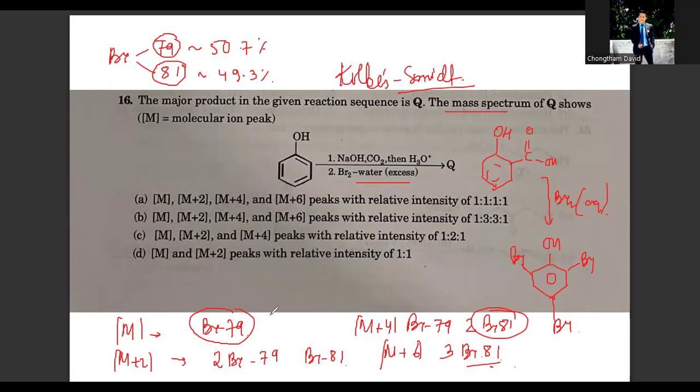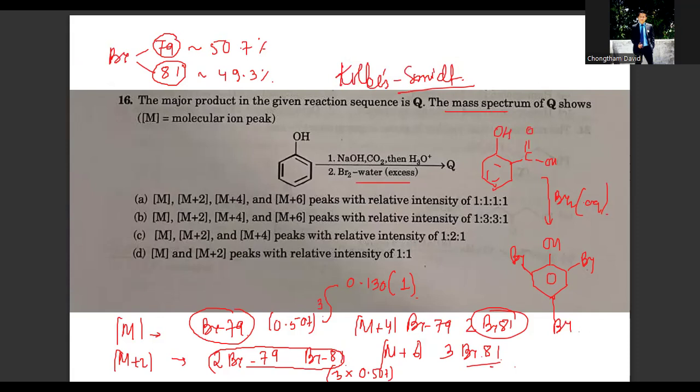So it would give rise to the abundance, which is 0.507 cube. This would be approximately equal to 0.130. The relative intensity would be 1. And in the same way, for this 2 bromine 79 and 1 bromine 81, we have to multiply with this relative abundance.